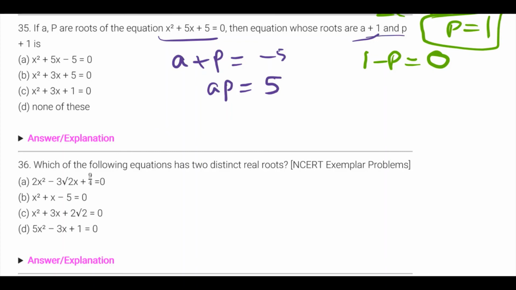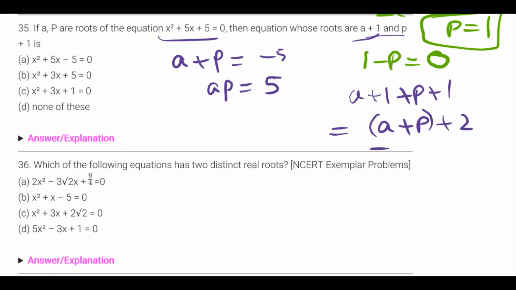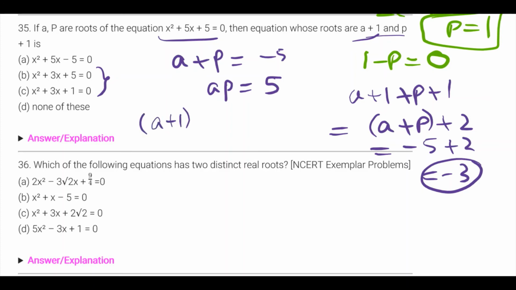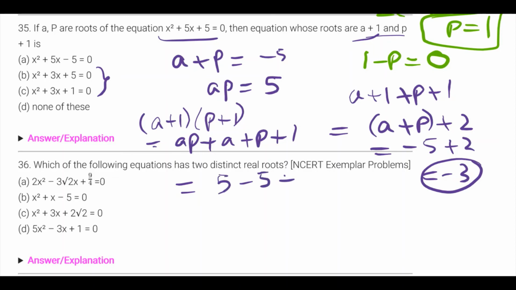Whenever we add these two roots, we'll get a plus 1 plus b plus 1. That equals to a plus b plus 2, which is minus 5 plus 2. That is minus 3. So the sum of the roots is minus 3. That contains in option B and C. And the product of the roots will be a plus 1 into b plus 1. So a plus 1 into b plus 1 equals to ab plus a plus b plus 1. So ab is 5 and a plus b is minus 5 plus 1. So product of roots will be plus 1. So option C is the answer.